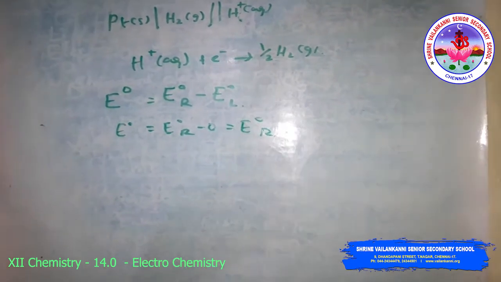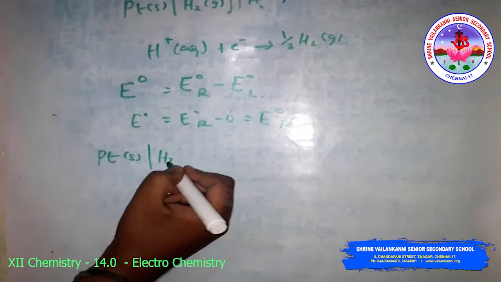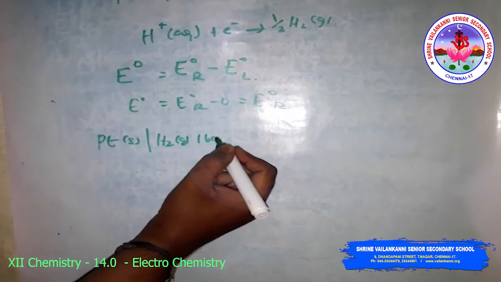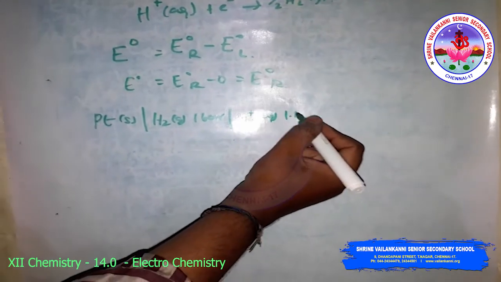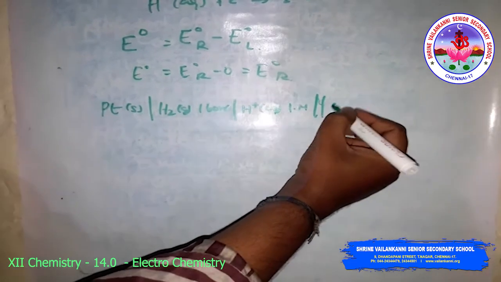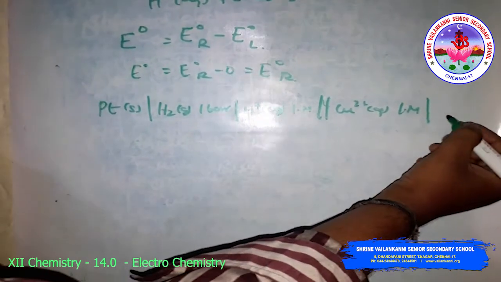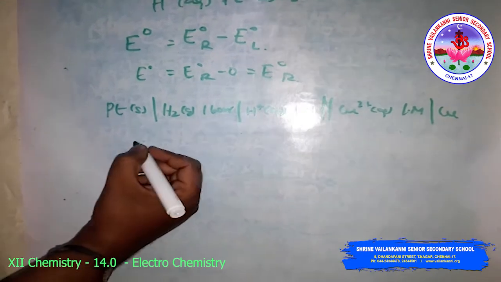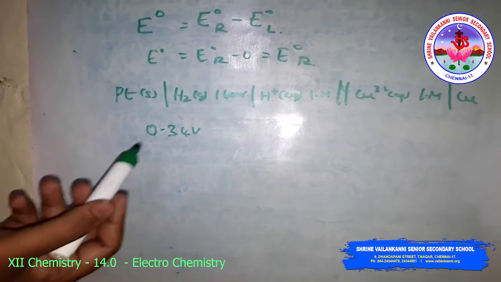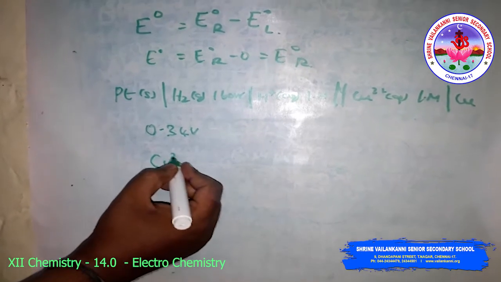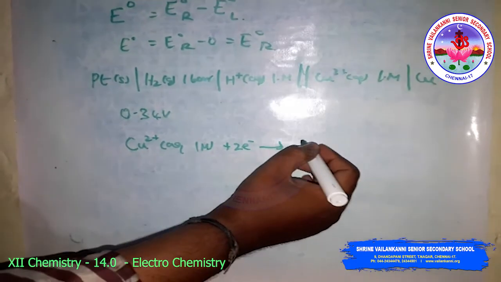E naught cell is equal to E naught right. The cell is written as Pt(s) | H2(g), 1 bar | H+(aq), 1 molar || Cu2+(aq), 1 molar | Cu(s). The measured value is 0.34 volt, which is also the standard electrode potential of the half cell corresponding to the reaction Cu2+(aq), 1 molar, plus 2 electrons gives Cu(s).